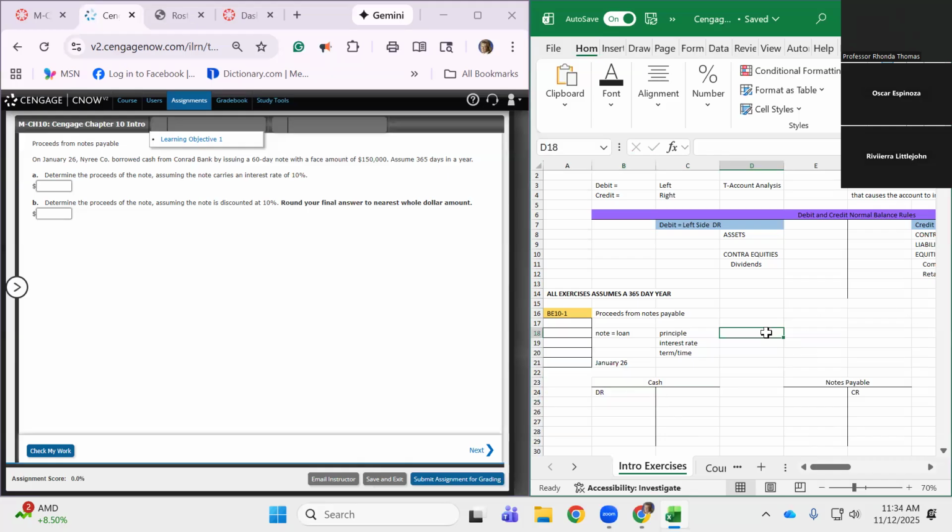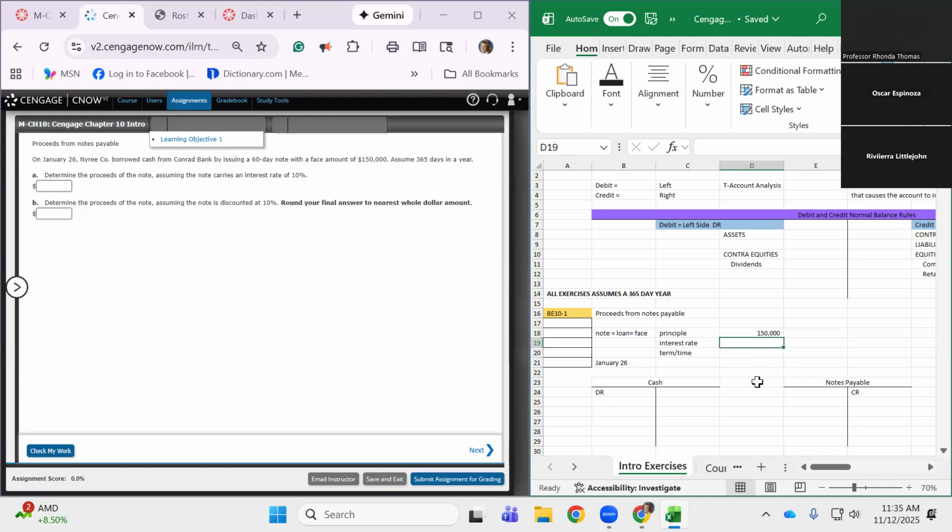So the principal of our note in this problem is $150,000. It's also known as the face. Note, loan, face, principal. All the same thing. I'm trying to give you all the buzzwords. It's good to know that word face because we're going to need it in chapter 11, I think. So the face of the note is $150,000.